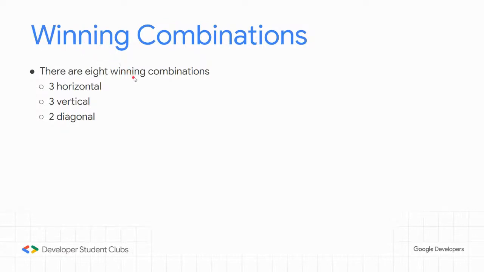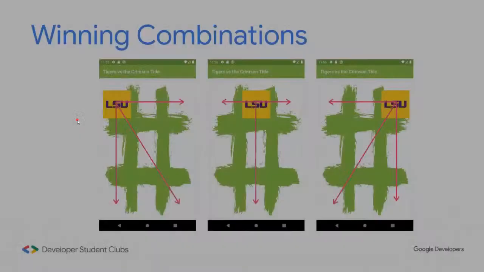Well, winning combinations. 8 winning combinations are there. 3 horizontal, 3 vertical, 2 diagonal. What Rohan means, I don't know. Well, let's check it out.